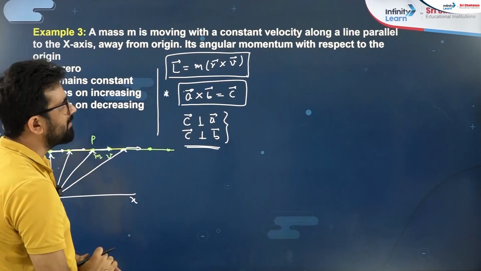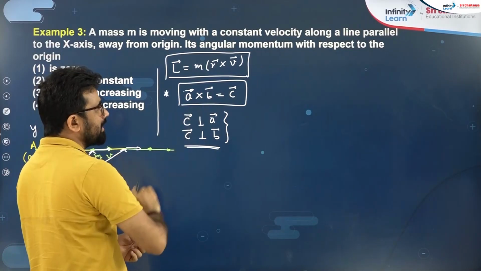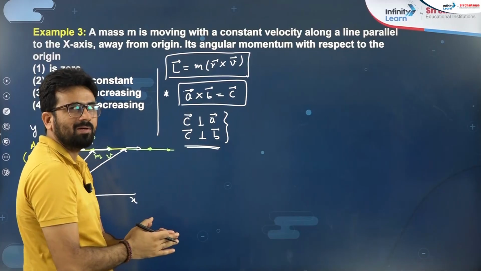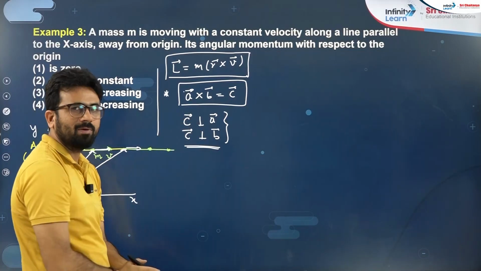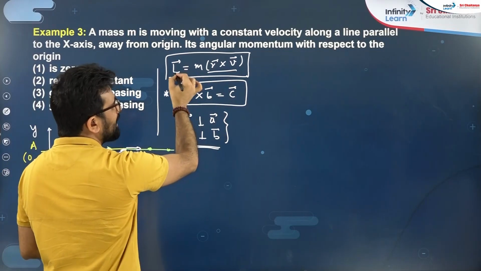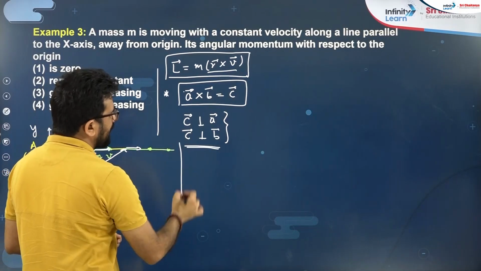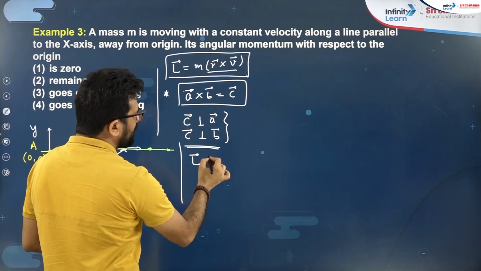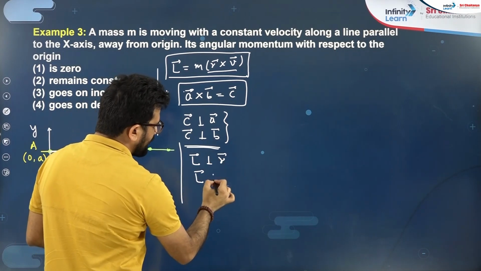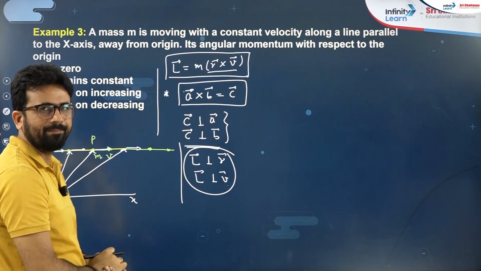From this we understand that whenever we choose any two vectors, A cross B, and their cross product is equal to C, then C must be perpendicular to A, and C must be perpendicular to B. Now I am using this thing here. That means if L is equal to m R cross V, I can say L is also perpendicular to R and L is also perpendicular to V. This is a must condition you have to obey.